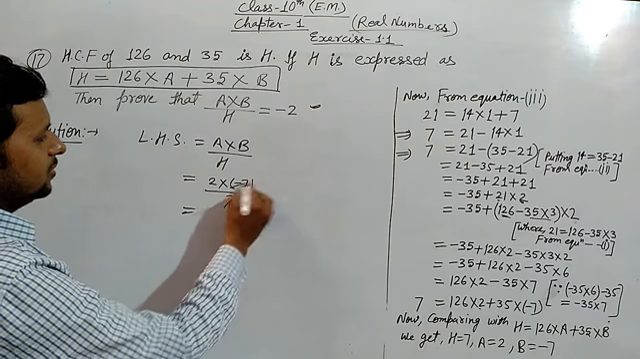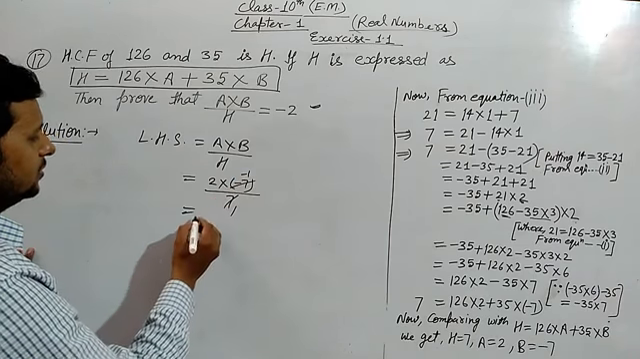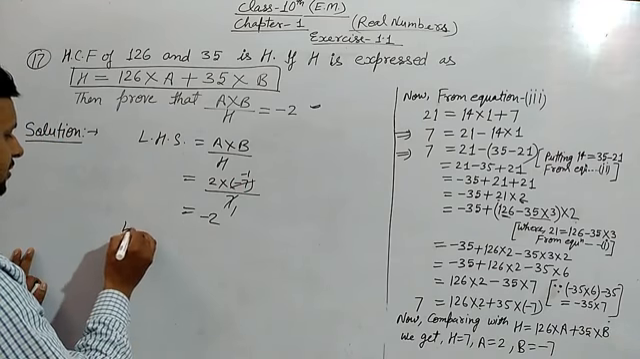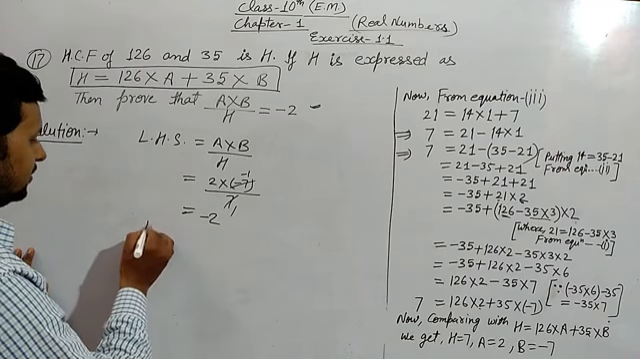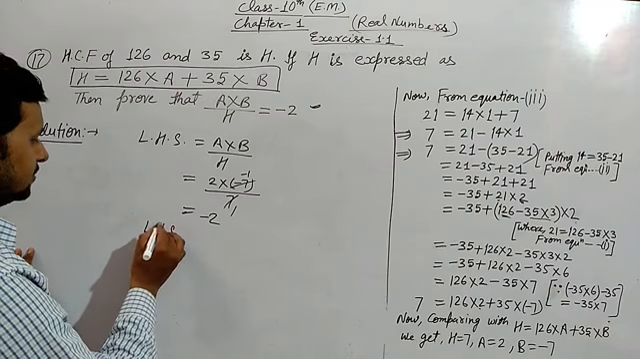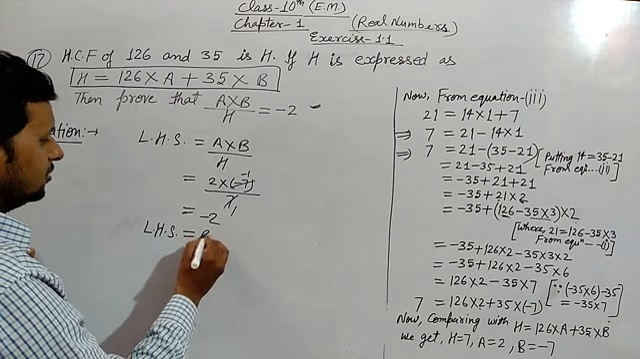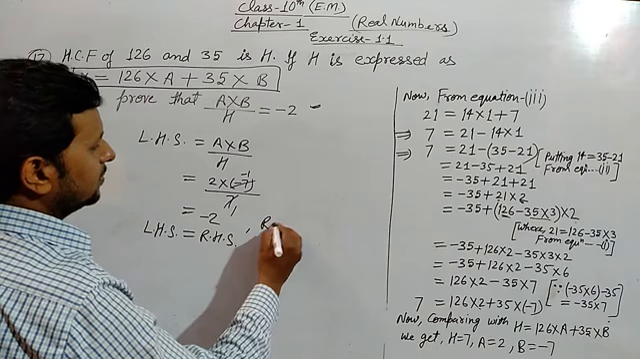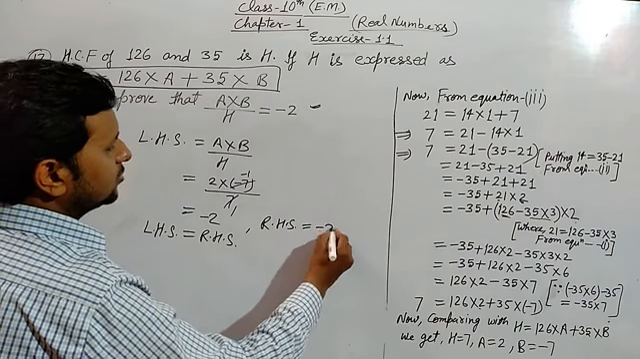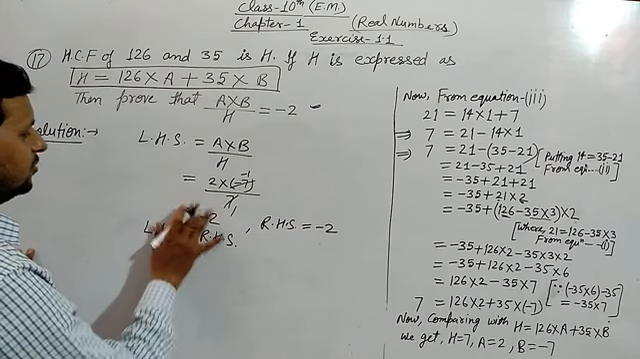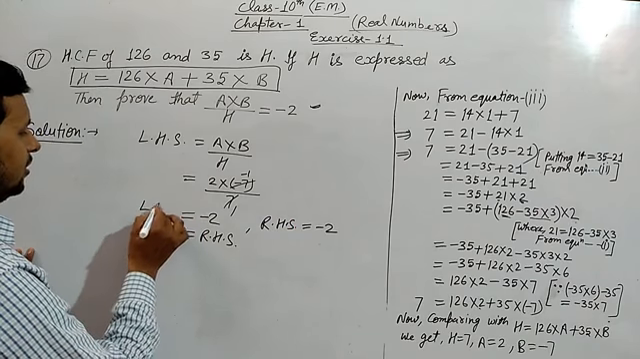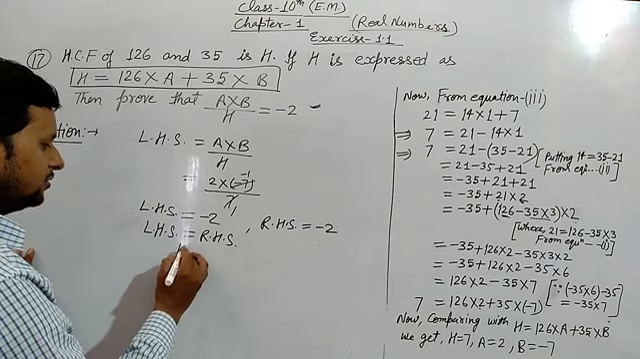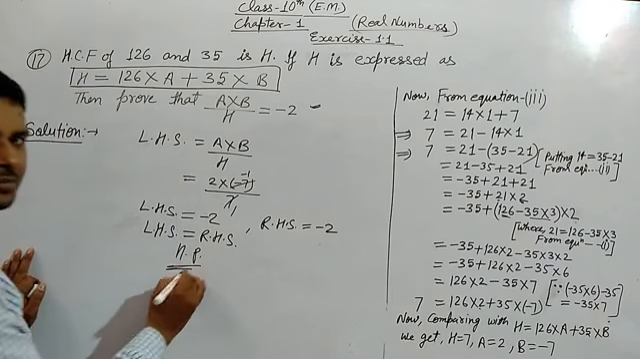7 on the 7 cancels, and minus 1 comes. 2 into minus 1 gives minus 2, so LHS is equal to RHS. RHS is always given here: RHS is equal to minus 2, and LHS is also minus 2. So we can say that LHS is equal to RHS. Hence proved. It's right. Thank you.